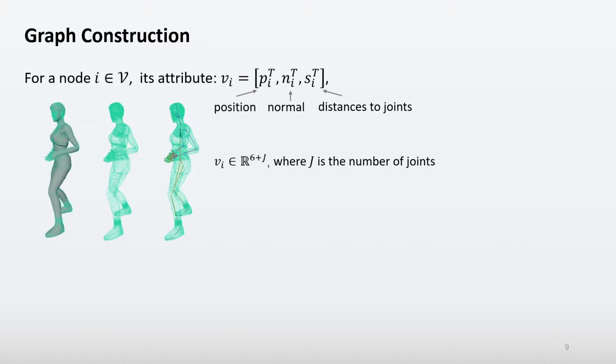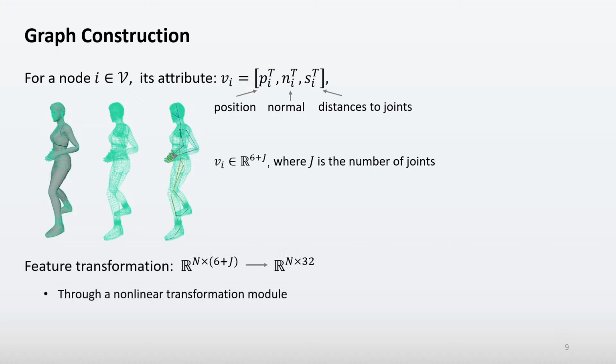Then, the features of each node are transformed through a nonlinear feature transformation module. The module consists of linear layers followed by nonlinear activation and normalization. By this feature mapping process, the features are transformed into normalized high-dimensional features that could provide rotation and translation invariance to some degree with enough training data.